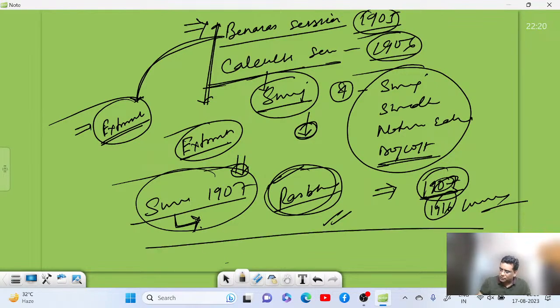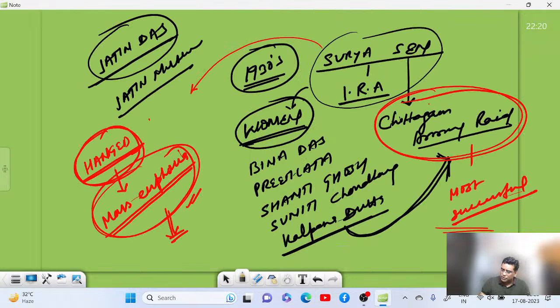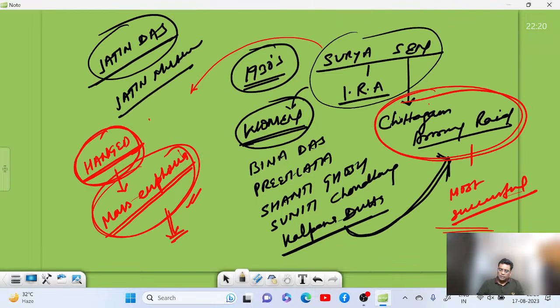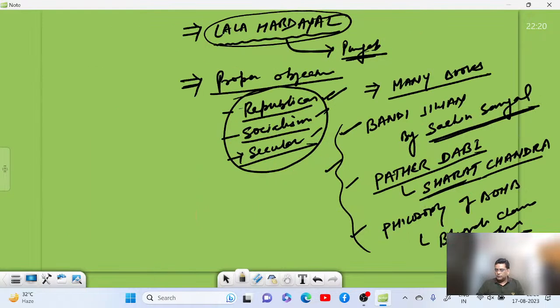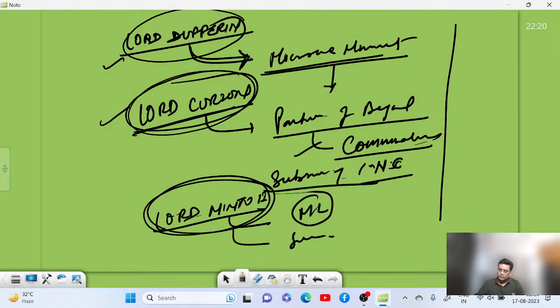So these are the questions you can see, and there was answer framing for all of these. We have talked about Aurobindo Ghosh and colonialism. There is a variety of things you can watch here: the Swadeshi movement, the civil disobedience movement, the streams of nationalism in the third decade of the 20th century, moderates and extremists. So we tried to cover almost all parts of the discussion of the national movement.